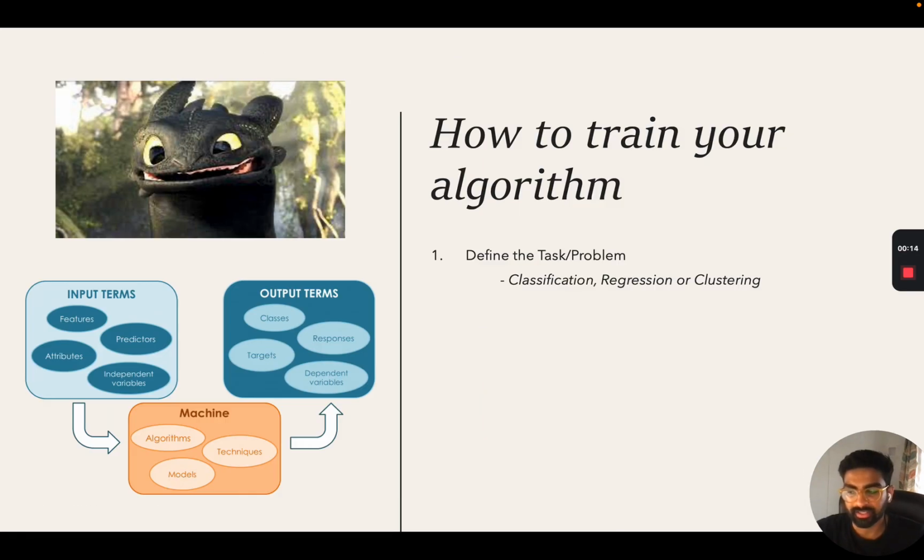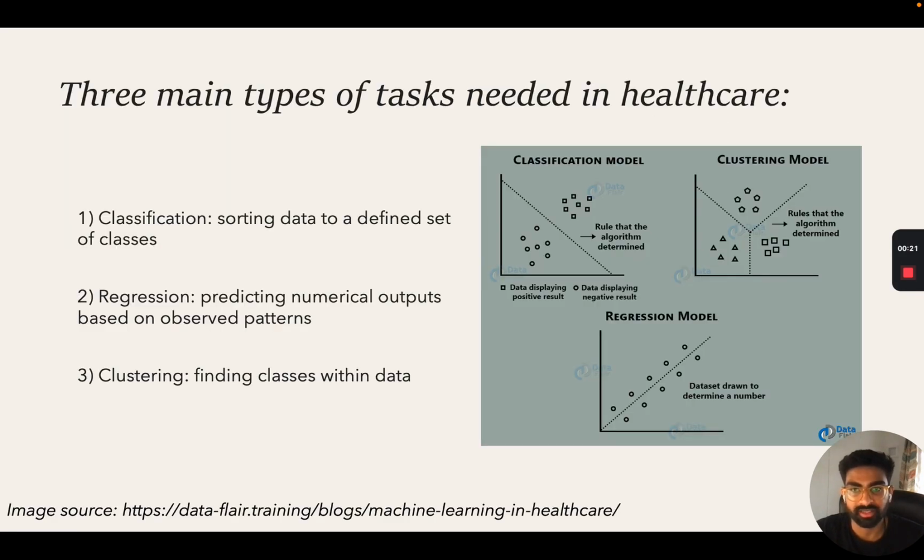Okay, so the machine learning algorithm learns by several different methods depending on what the task is that needs to be performed. And in healthcare, there are three main types of tasks, which are classification, regression, and clustering. So classification is when we want to sort the data into a defined set of classes. This is what we did in the skin lesions example. And there's clustering, where we give it a set of data and we hope that the machine learning algorithm finds patterns within that data set.